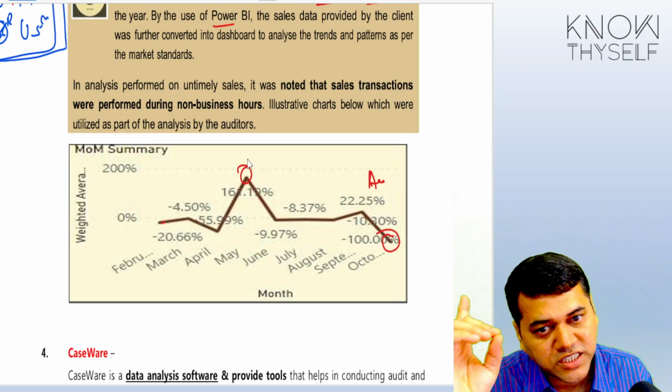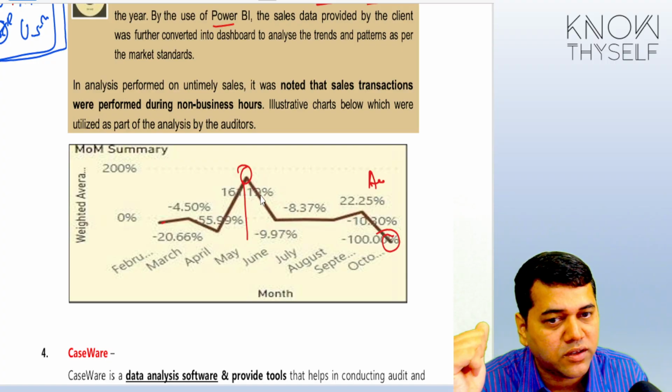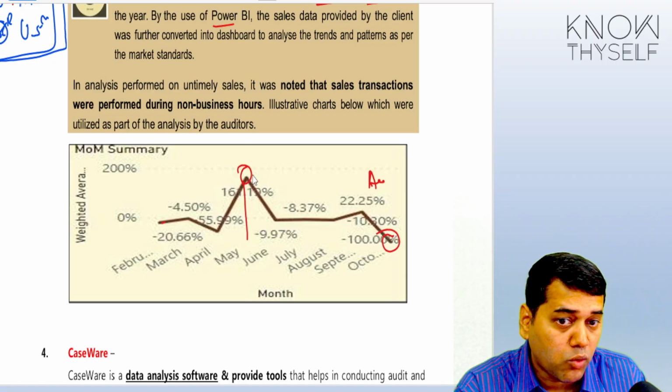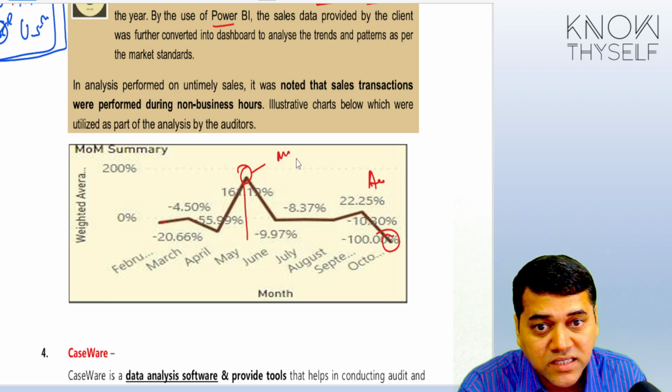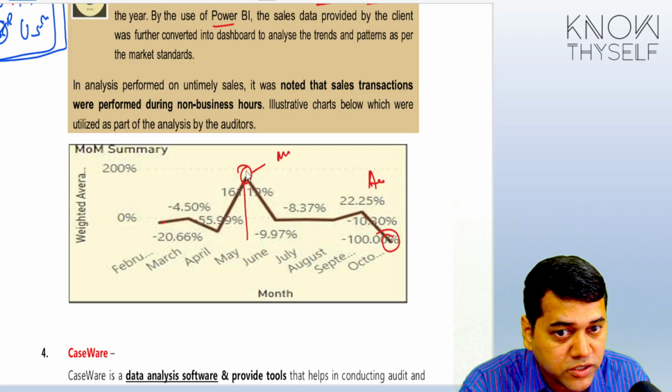But suddenly 161% changed in June. What is the reason? Is it a season time? Or at what time did this entry happen? Is it in the night? Okay, is it a quarter closing?